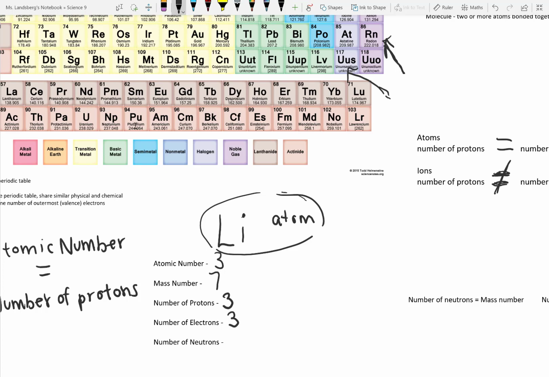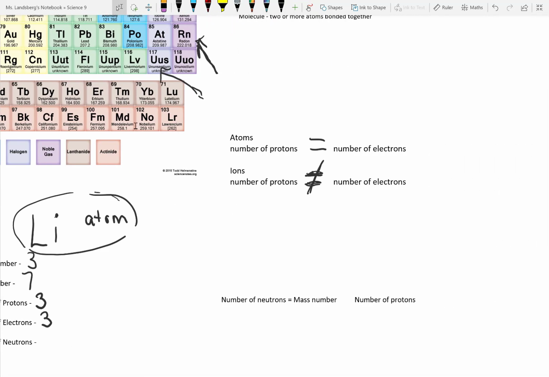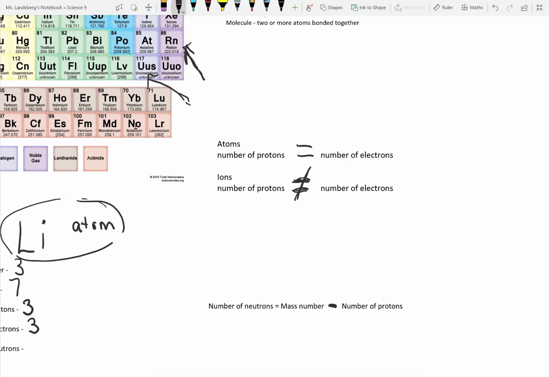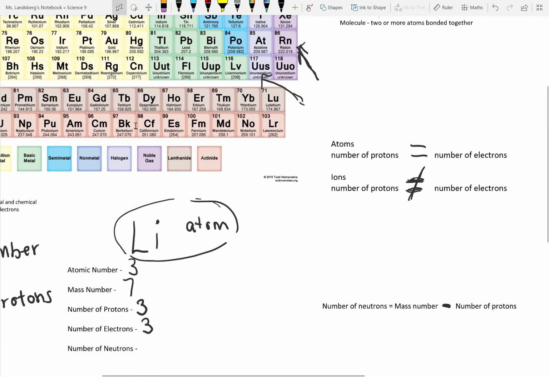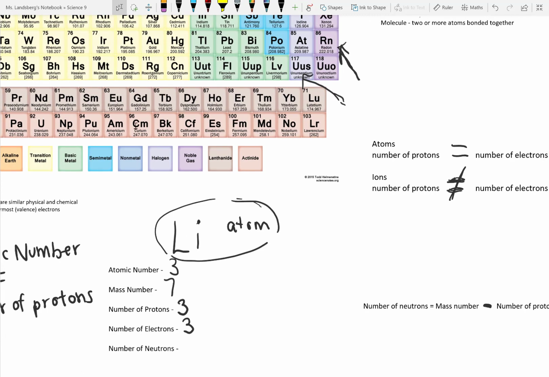And for number of neutrons, we're going to do mass number minus number of protons. That's because electrons are negligible in terms of weight, so we don't really look at it in the mass number. And for the mass number then, we're only really looking at the nucleus, which is the protons and neutrons. So for this lithium atom, mass number is 7 minus 3, because that's our atomic number or number of protons. So for number of neutrons, we have 4.